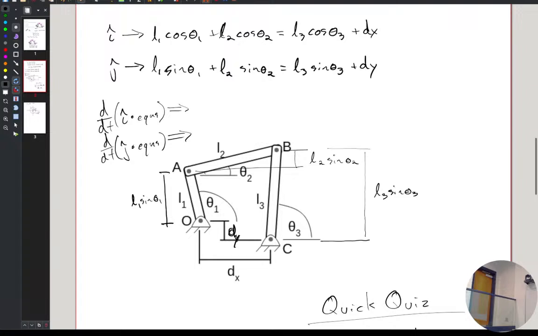Are we actually supposed to get... L1's constant, so we keep it, right? Okay, L1. Wait, what's the derivative of dx? Would it just be 0? Yeah. Wait, what's the derivative of cosine? It's negative sine, right? Yes.